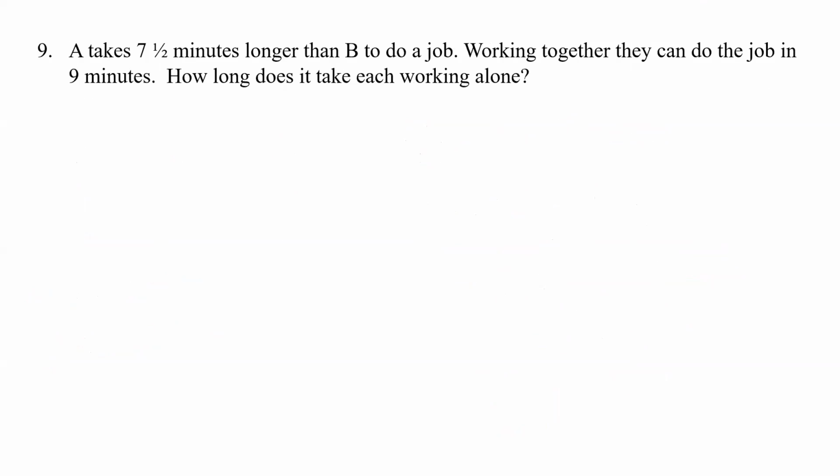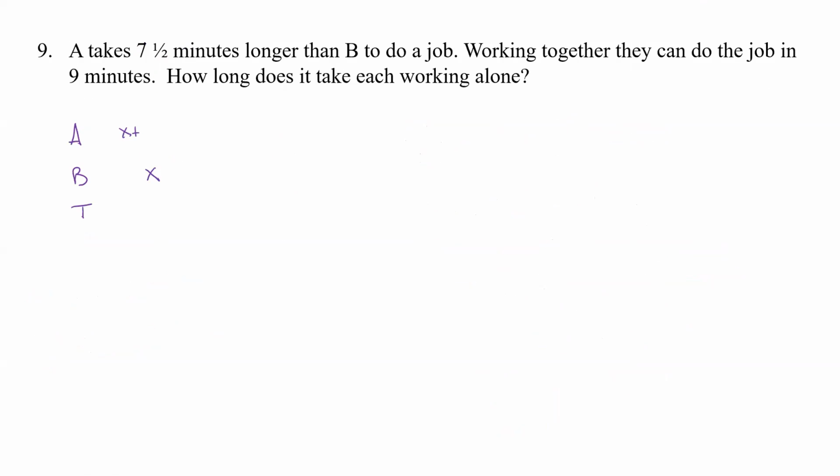So A takes 7.5 minutes longer than B to do a job. Working together, they can do the job in 9 minutes. How long does it take each working alone? All right, well, here we have A and B again. So we'll just say A and B and T. And it says A takes that many minutes longer than B. So let's let x equal B and x plus.